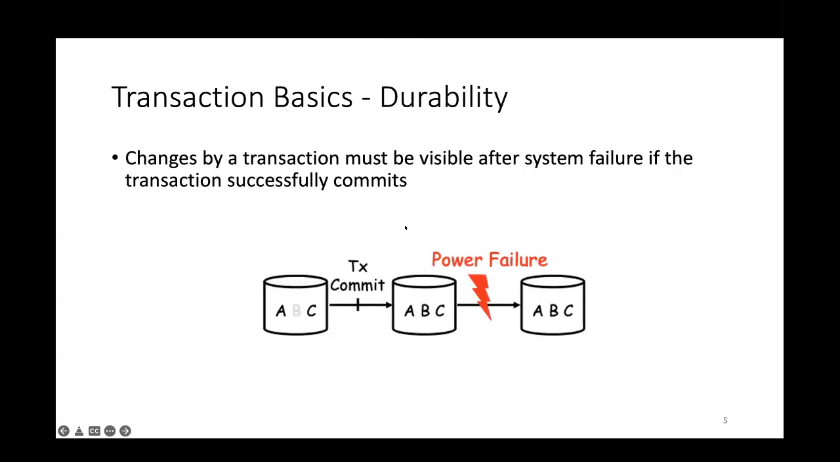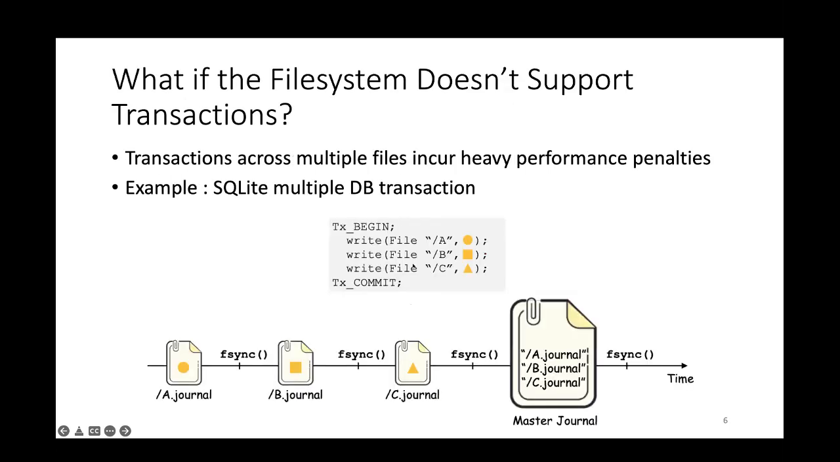And finally, we have durability. When we make a change through a transaction and it returns successfully and commits, if the power fails or the system crashes or something, we want to see those changes after we restart. But what can happen is things can become very difficult if the file system itself doesn't support transactions, which actually seems to be the common case.